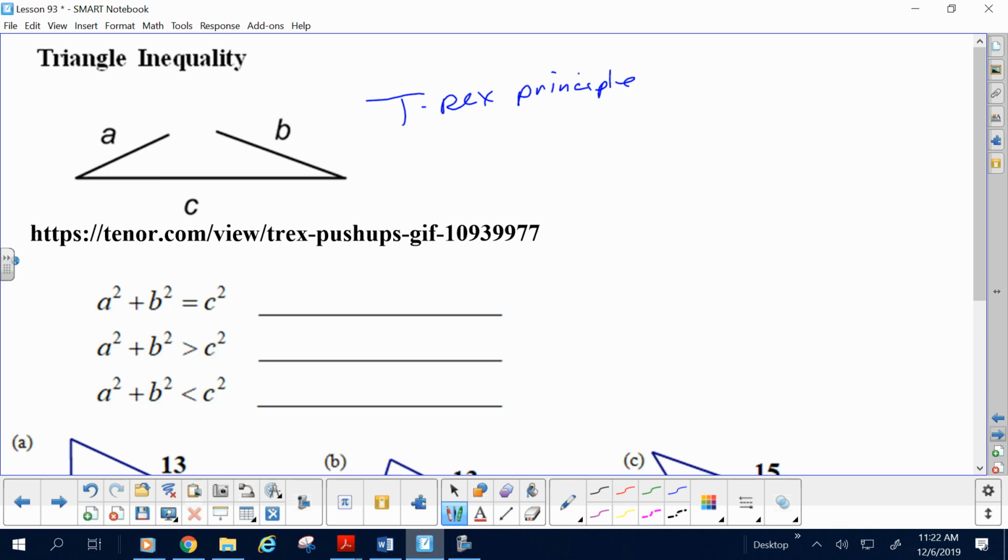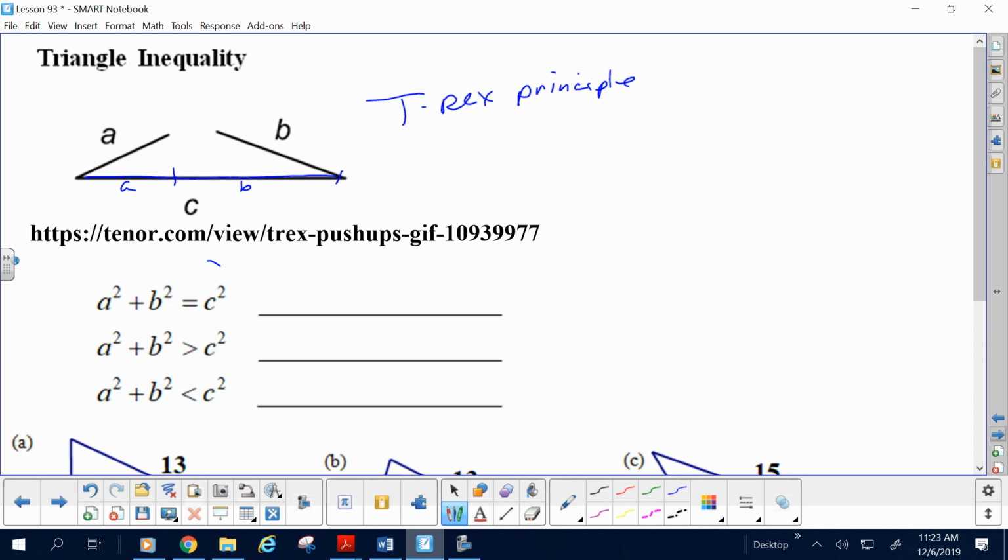Tell me how A, B, and C relate. They equal each other? No, it's the equal sign on the bottom. Forget all that. Look at that picture. A plus B has to be bigger than C. If A and B are equal to C, then that is not a triangle.